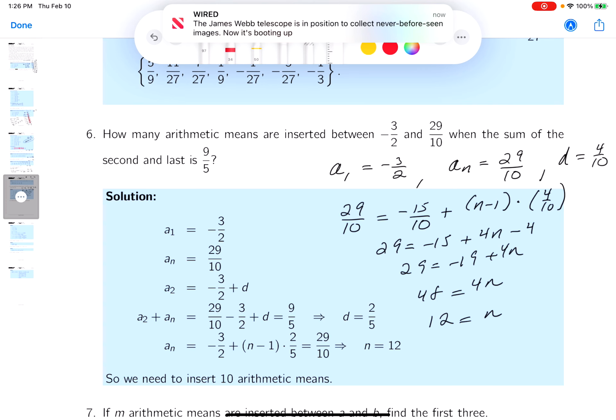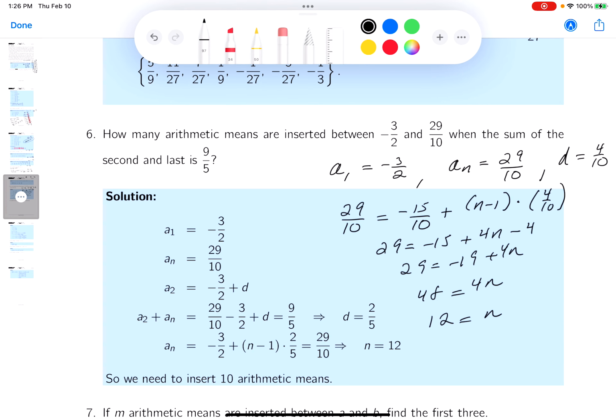So someone says, does that tell you anything? Yeah, it tells me something. It tells me that this is A1, this is A12. So how many fit in between there? Let's see, you've got 2 through 11. So what would you have? You'd have 10. So 10 arithmetic means are inserted. It's right over here. So it's 2 through 11, which is 10. Okay, thank you.